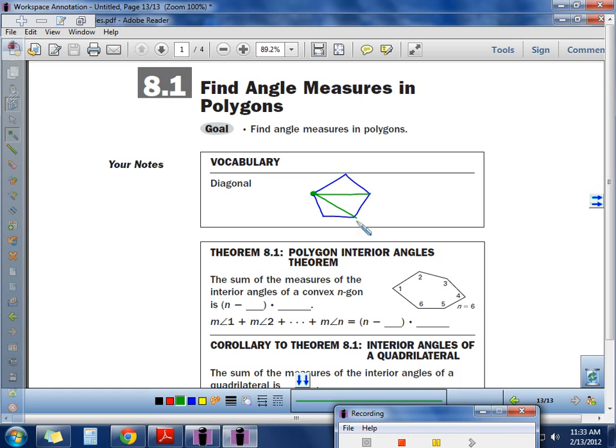So when I'm only focused on one vertex, I notice it divides the shape into some special shapes. Those are what shapes? Those are triangles. There are three triangles when I'm just focused on one vertex. Well, I could do something differently. Instead of focusing on one vertex, I could focus on all vertices.